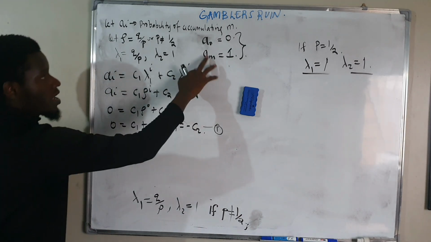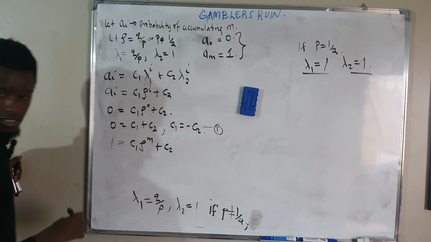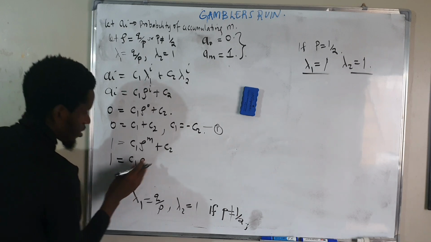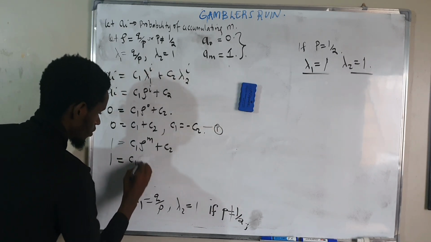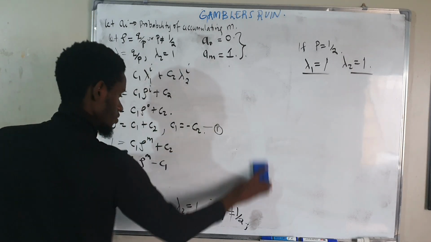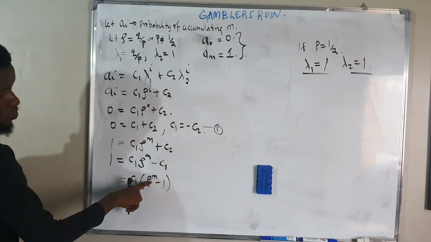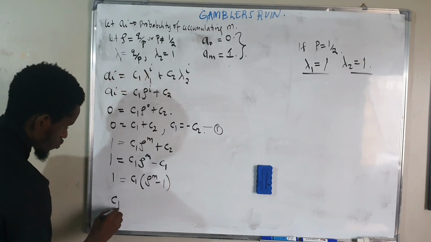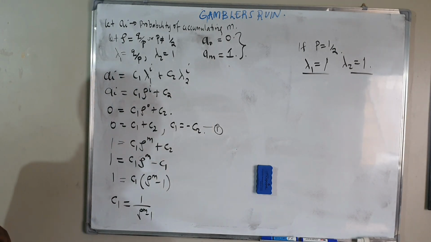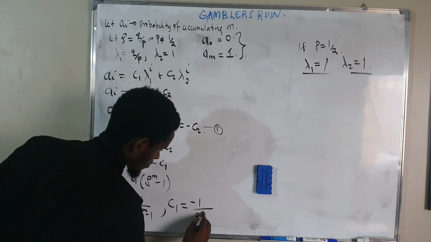Now if I put AM, I have 1 equals C1 rho to the power M plus C2. But from equation 1, I know that C1 equals negative C2, therefore C2 equals negative C1. So my 1 equals C1 rho M minus C1. Then I have C1 times rho to the power M minus 1 equals 1. Therefore, my C1 is going to be 1 out of rho M minus 1. Therefore, my C2 will be negative of C1, which is negative 1 out of rho M minus 1.